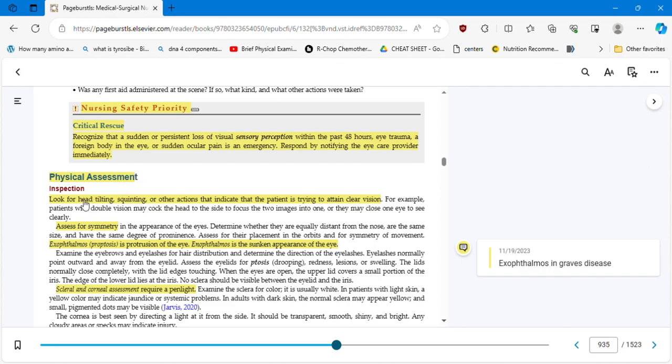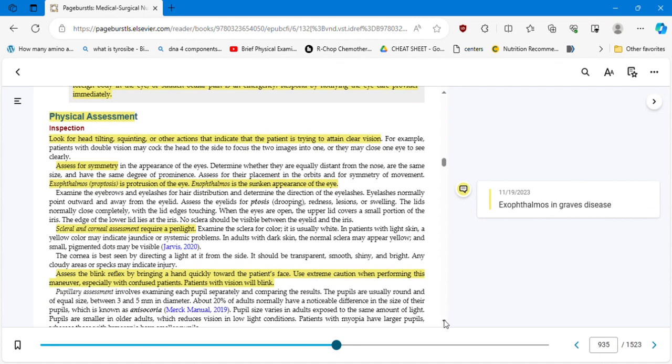Physical assessment: look for head tilting, squinting, or other actions that indicate that the patient is trying to attain clear vision. Assess for symmetry.